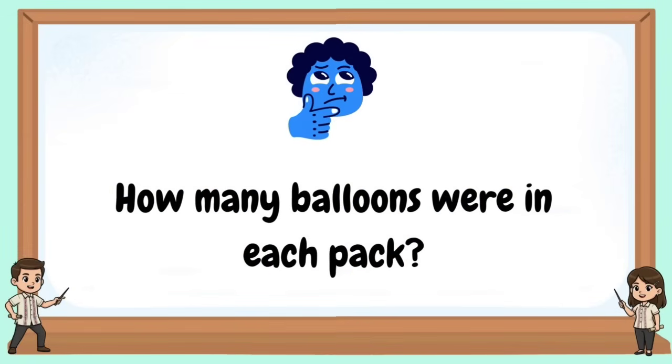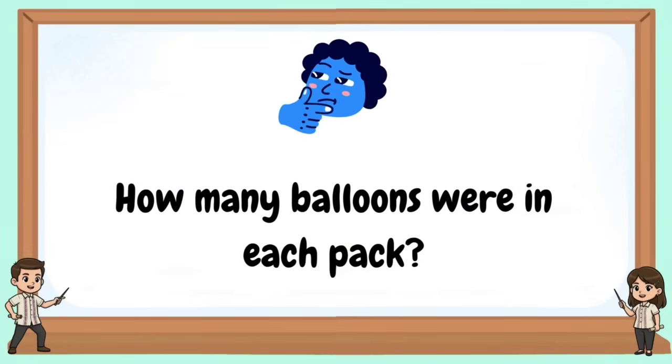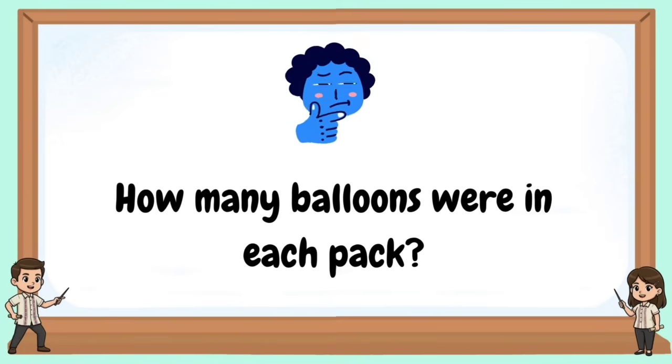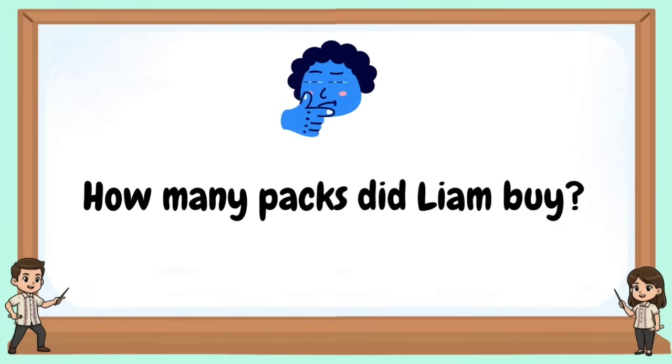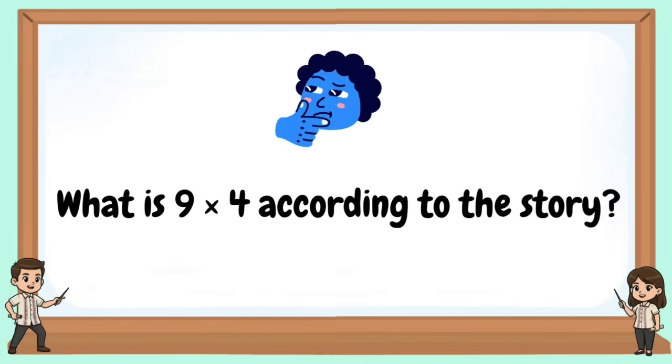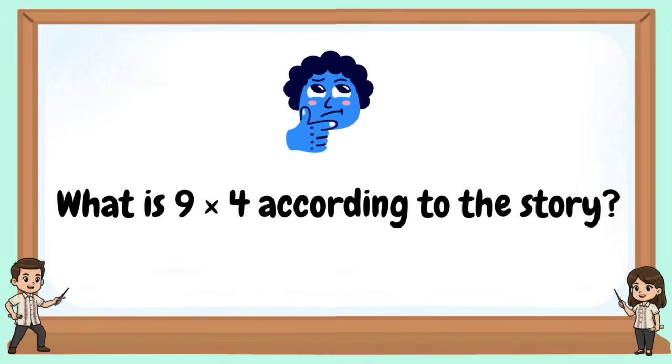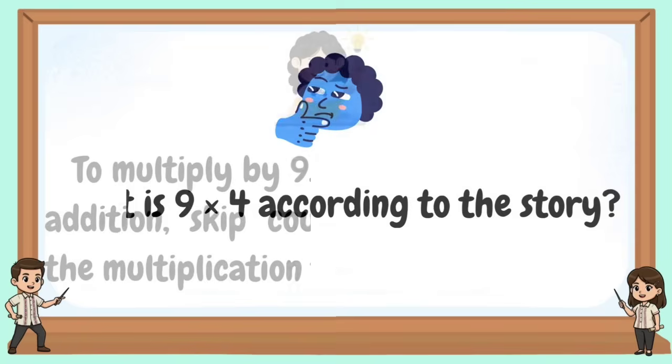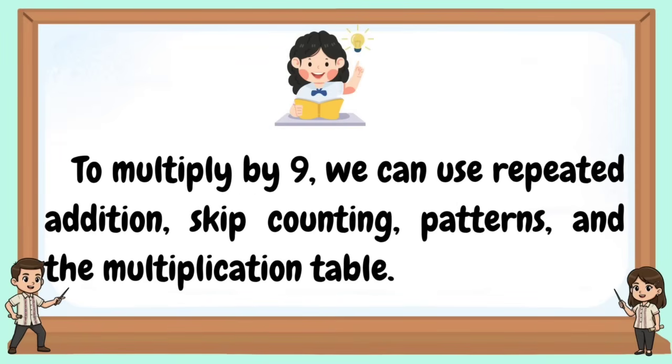How many balloons were in each pack? How many packs did Liam buy? What is 9 times 4 according to the story? To multiply by 9, we can use repeated addition, skip counting patterns, and the multiplication table.